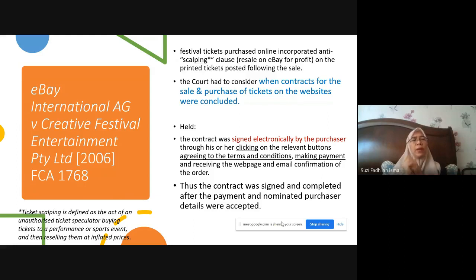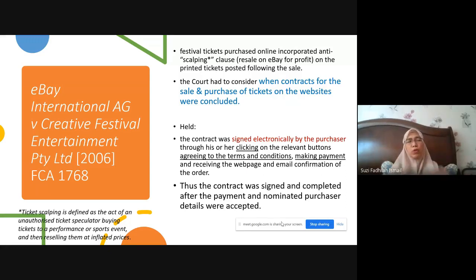So here it involves eBay International AG and Creative Festival Entertainment Property Limited. It involves festival tickets. This is a very hot festival. Everybody wants to attend this festival, and the tickets are limited. So the online purchase incorporated anti-scalping. Meaning that here, if you buy this ticket, you cannot really resell. You cannot do mass purchase whatsoever.